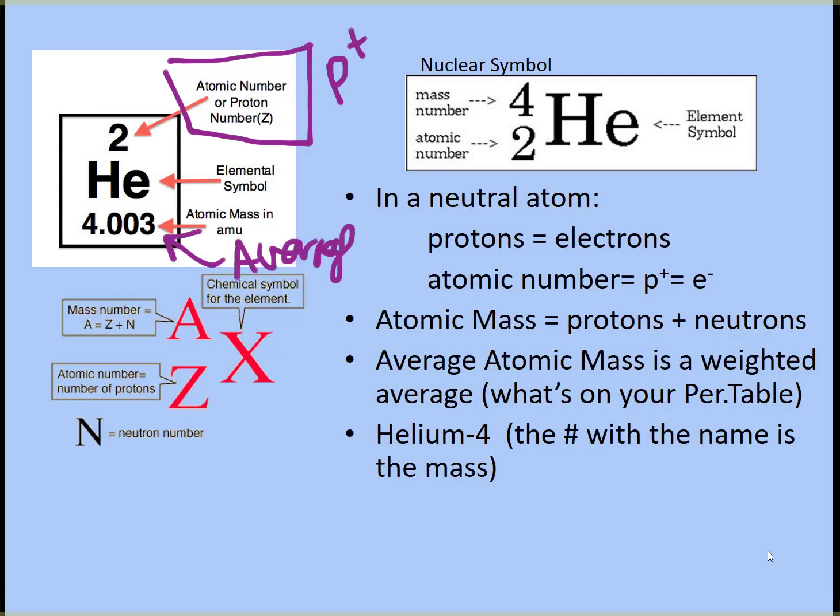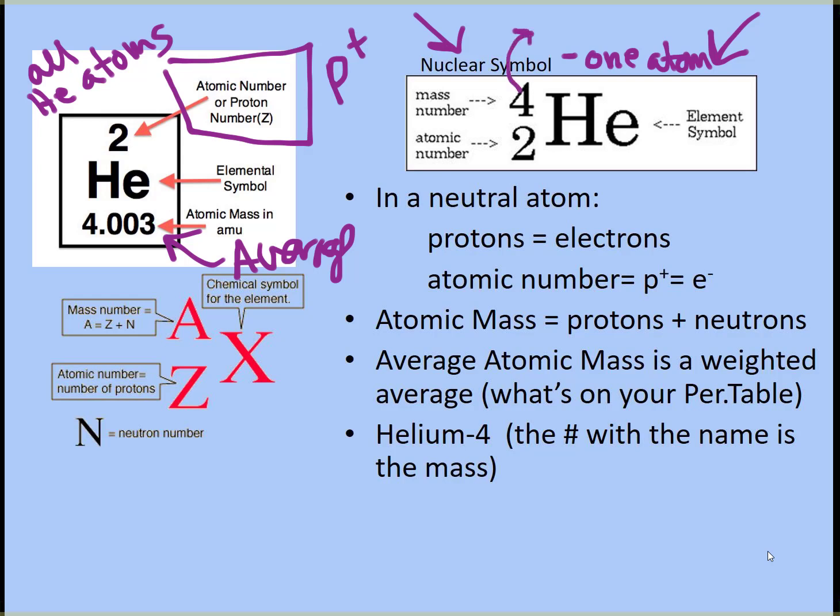Now compare this white box with the other one. This is a nuclear symbol and it's for one atom. This over here is for all the atoms. Let's look at the nuclear symbol for one atom. So we have the mass number, which is determined by taking the protons and adding them to the neutrons. The proton number you can always get from the periodic table. You can just look it up. There's the atomic number, which is the number of protons. So again, this nuclear symbol is for one atom. Your mass number should be a whole number if it is just for one atom.